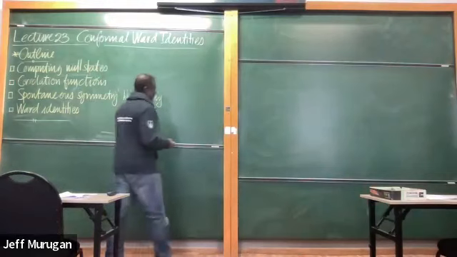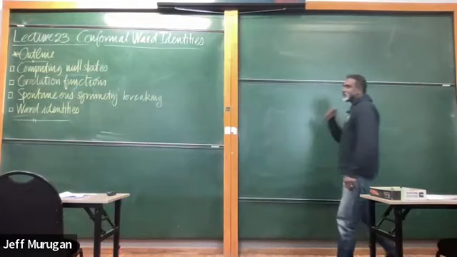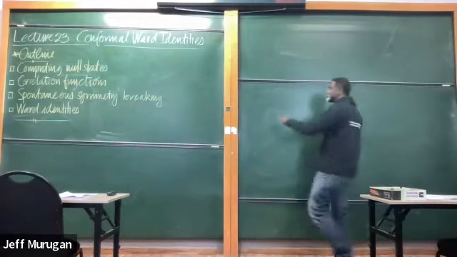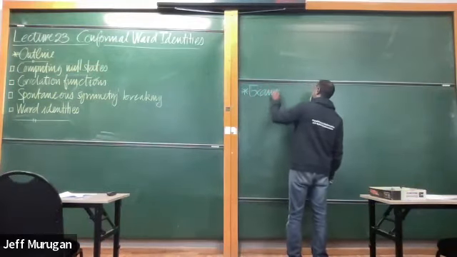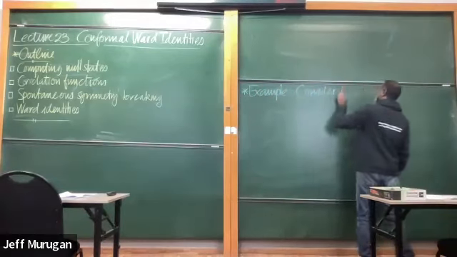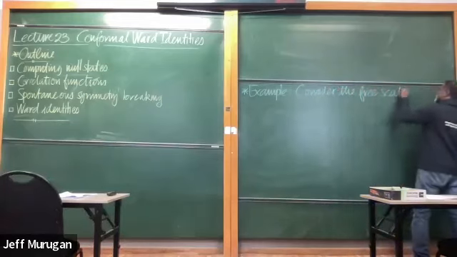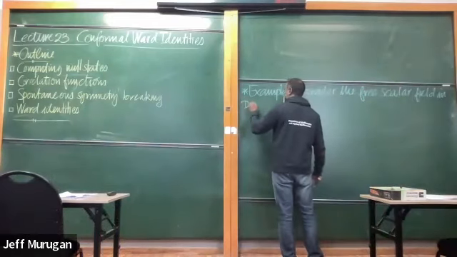And the example I want to do is to try and apply the ideas that we were talking about for the last couple of lectures to a rather simple theory. And this is a free scalar field theory in 3+1 dimensions. So consider the free scalar field in D equals 3+1.